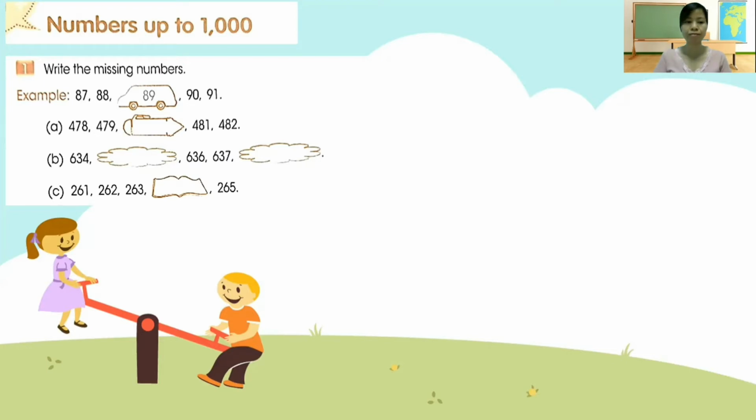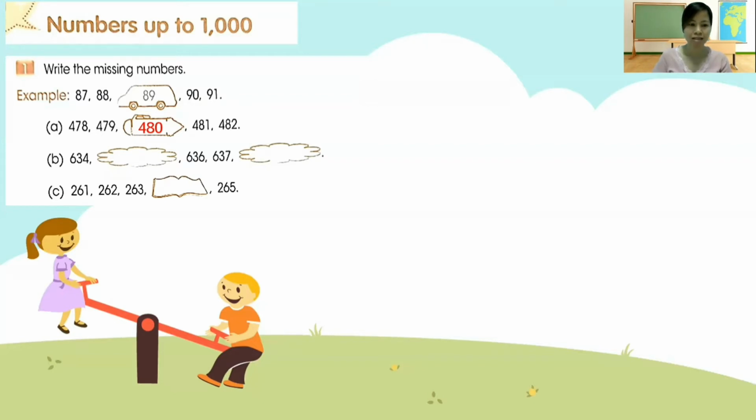Next, we have here 478, 479, blank, 481, 482. Now, what is the missing number? What is the number after 479? So we have 480. Correct. Then we have letter B: 634, blank, 636, 637, blank. Now, what are the numbers that are missing?